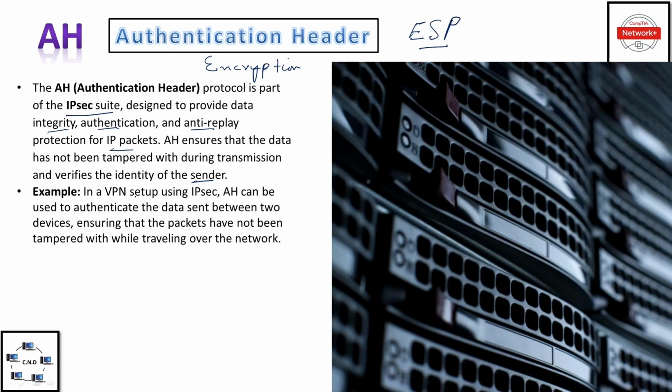For example, in a VPN setup using IPsec, AH can be used to authenticate the data sent between two devices, ensuring that the packets have not been tampered with while traveling over the network.